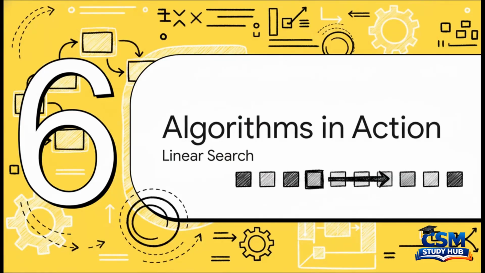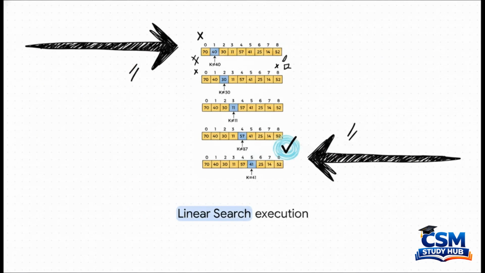Section 6. Algorithms in action. Let's see this in action with a linear search algorithm. Say we have a linear array of numbers, and our mission is to find a specific key, in this case the number 41. A linear search is super straightforward. It just starts at index 0 and checks every single element one after the other. Is 70 equal to 41? Nope. Is 40 equal to 41? Nope. It just keeps marching down those contiguous memory locations until it finally hits our match.